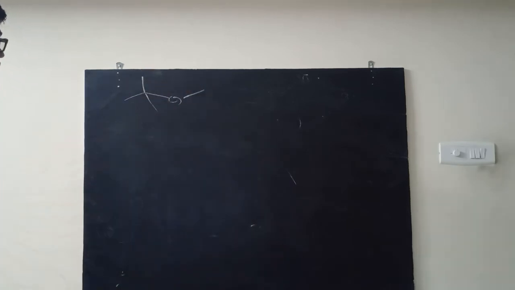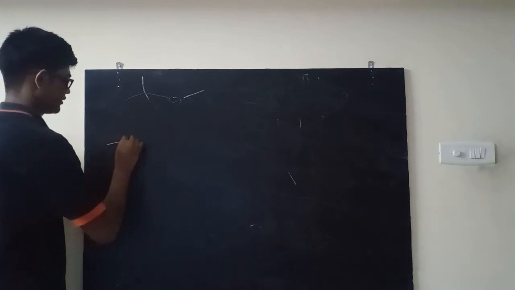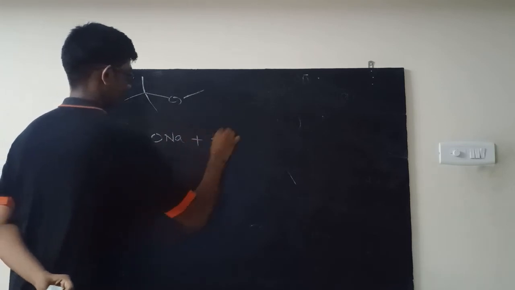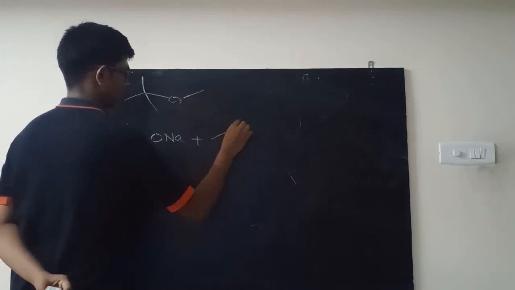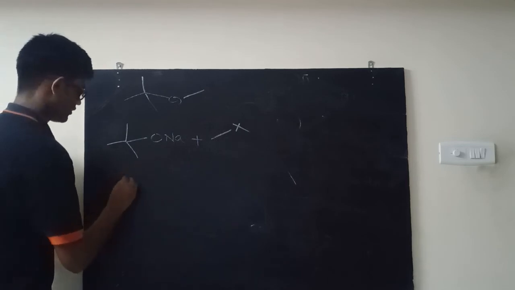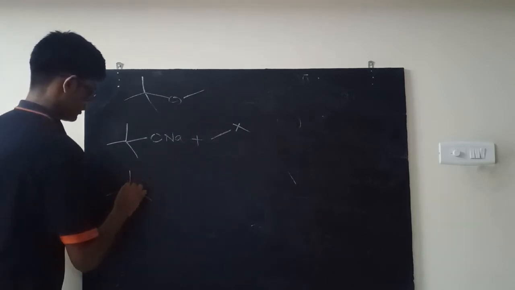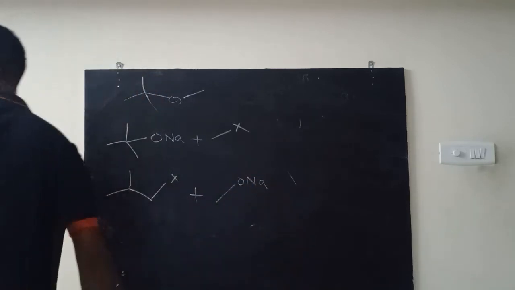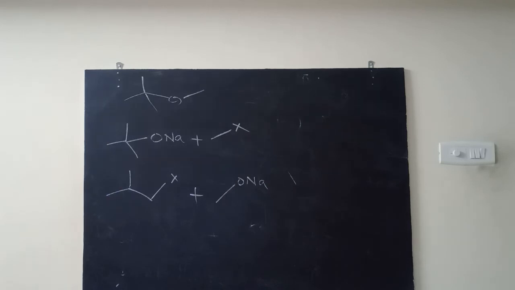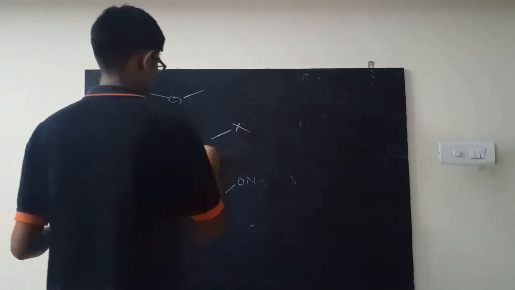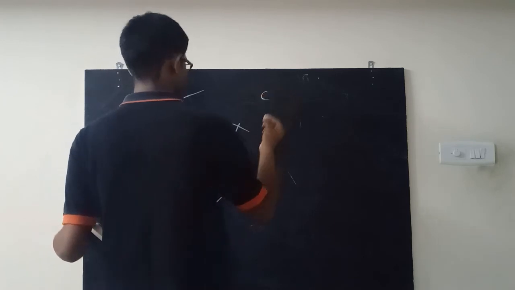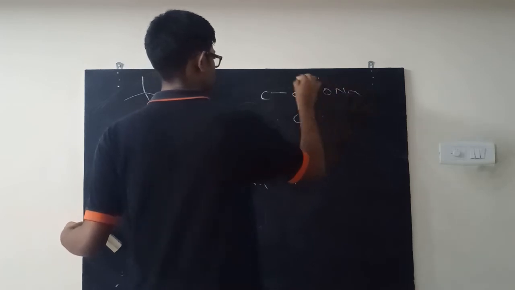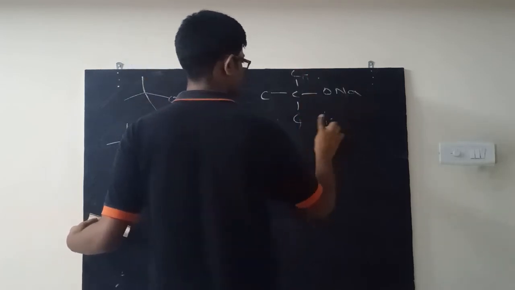So this was basically the ether which needed to be formed. We can either have ONa plus CH3X, this is one of the combinations, or we can have X plus ONa. Just for better understanding, I will expand this because it's easier to see. I'll just put the carbons: carbon, carbon, carbon. Plus. So what will happen in this case?